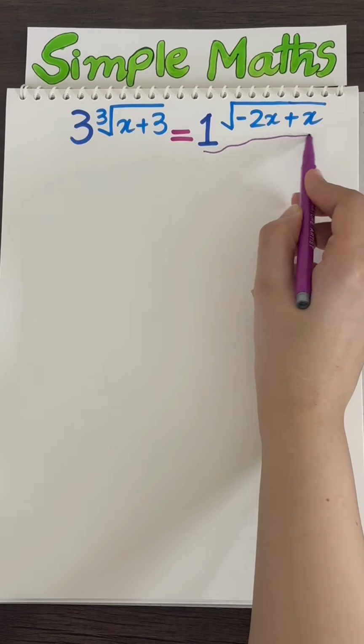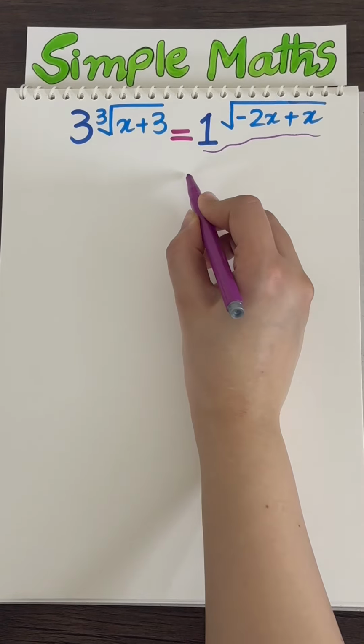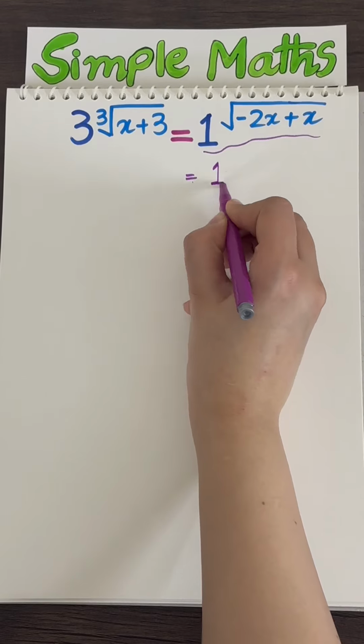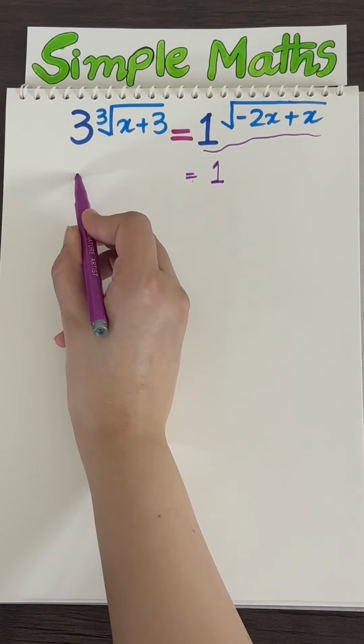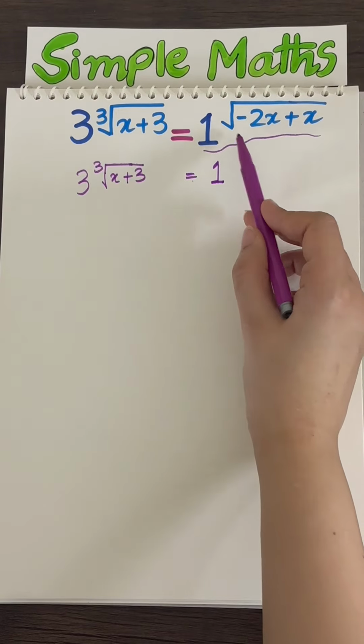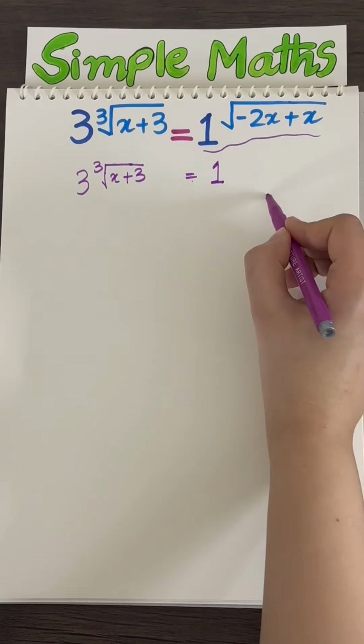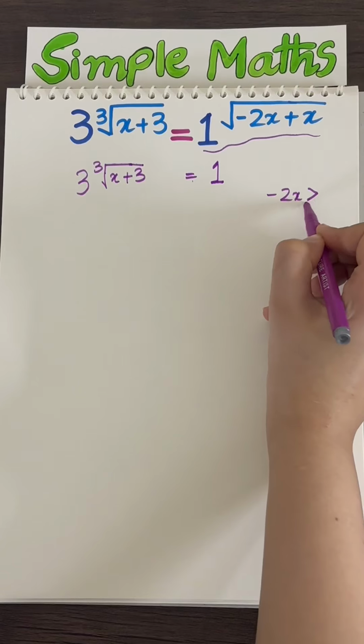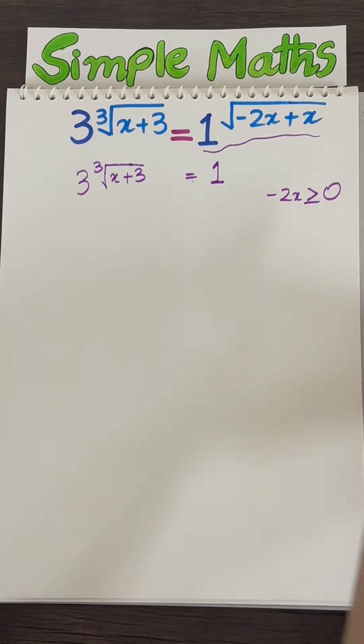So first thing I'm noticing is 1 to any finite power is going to be just 1. So we can just write this like this, but we do have a domain restriction. And the left side remains same. We can't have a negative number inside of this square root, so we need negative 2x to be greater than or equal to 0. This is going to be our domain restriction.